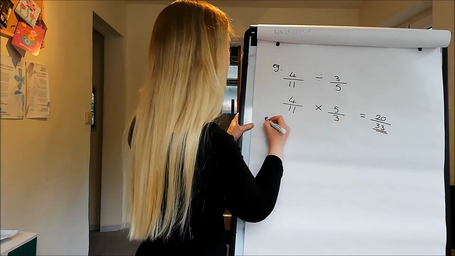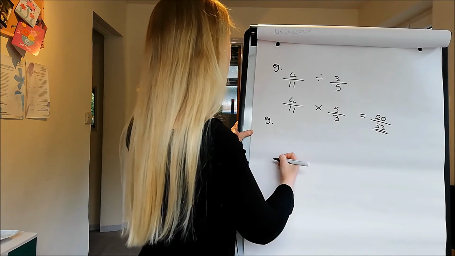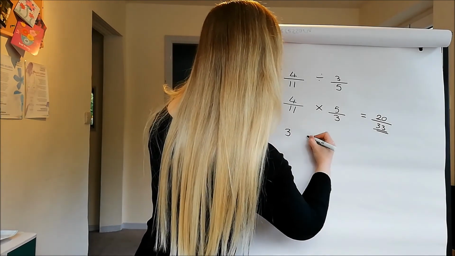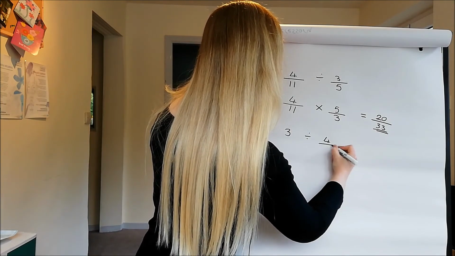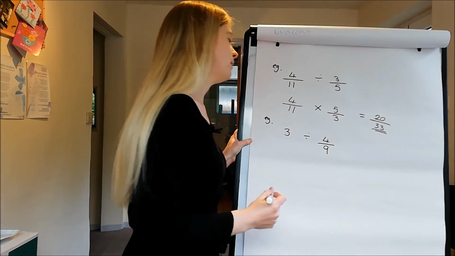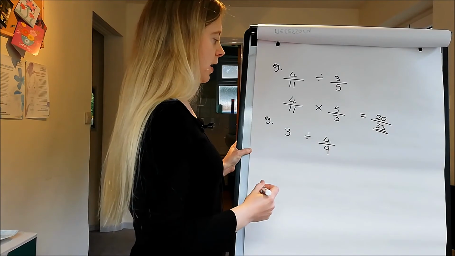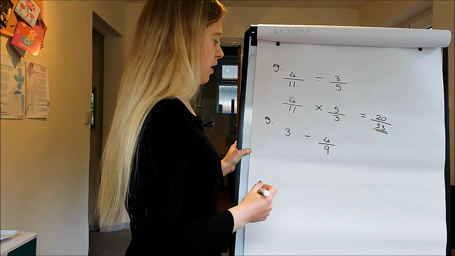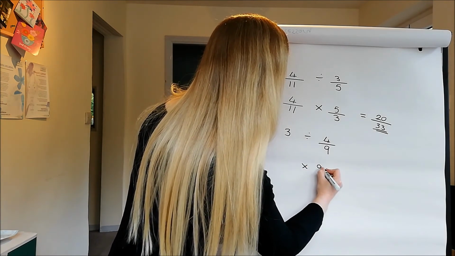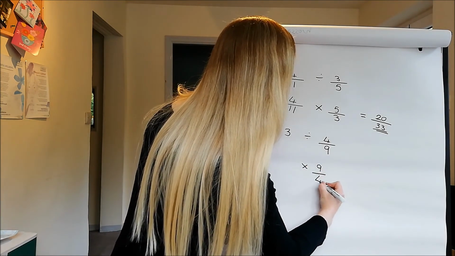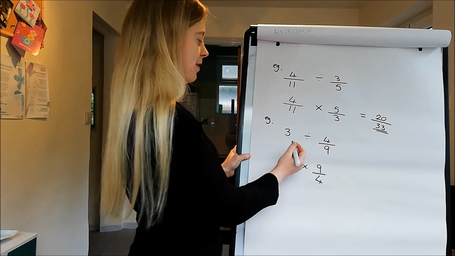Let's have a look at another one. So let's have, e.g., 3 divided by 4/9. Now we're going to change the divide to a times, and we're going to turn the second fraction upside down.